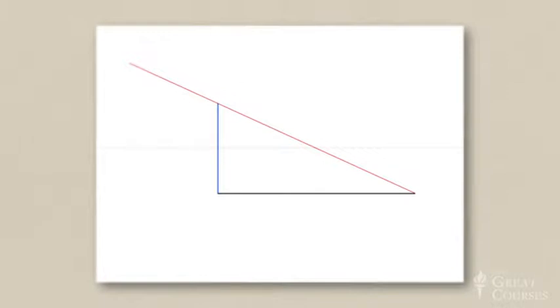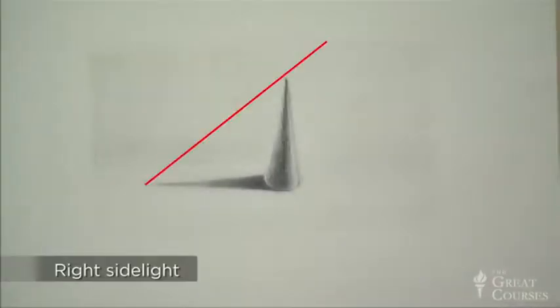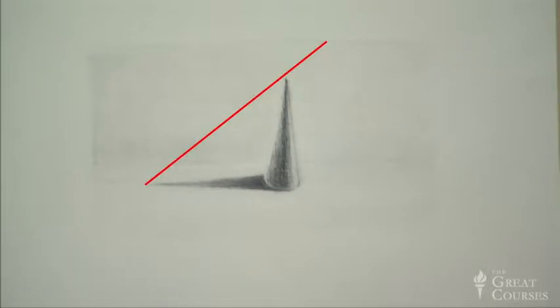In the first case we looked at, left side light, the direction of the light and of the shadow was horizontal to the right. In right side light, the direction of the light and shadow was horizontal to the left. In both cases, the shadow's length was defined by the angle of a light ray intersecting the cast shadow's direction.